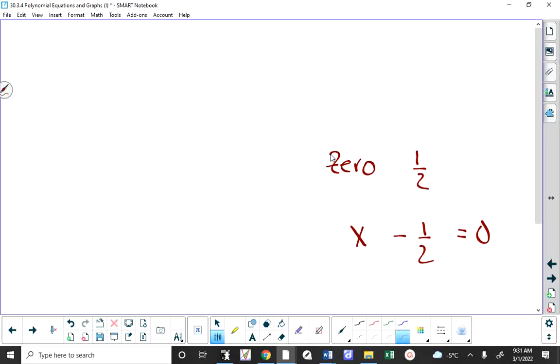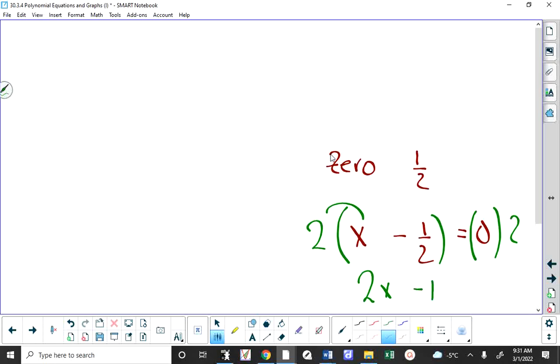So what can I do to this little equation I've created to get rid of that 2? Well, I can multiply both sides of this equation by 2. And when I multiply 2 by x, I get 2x. When I multiply 2 by negative 1/2, I get minus 1. 2 times 0 is still 0. So there's my factor of 2x minus 1.